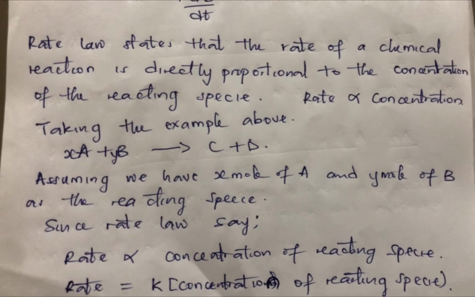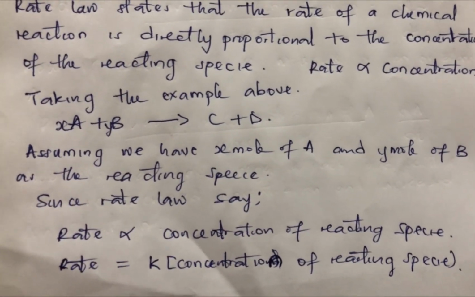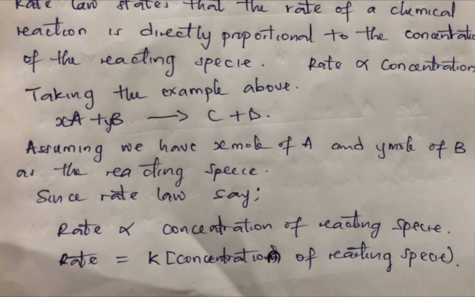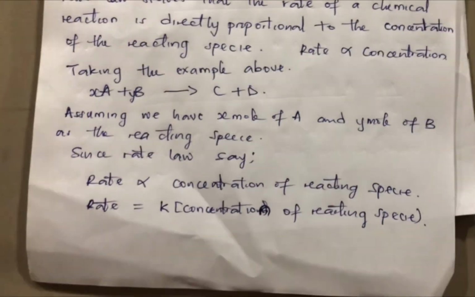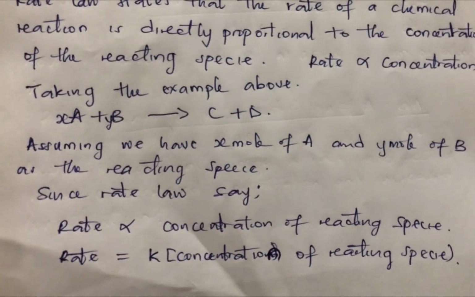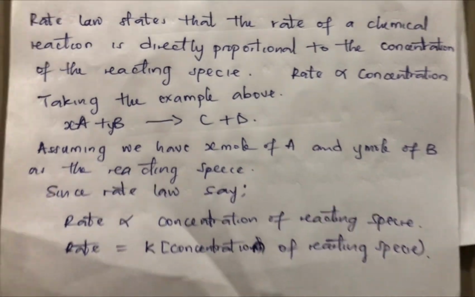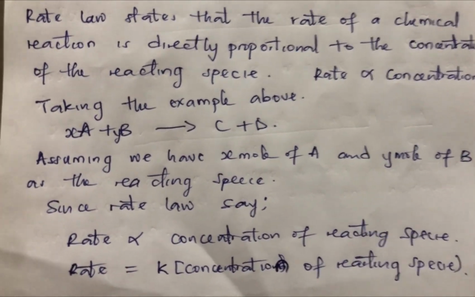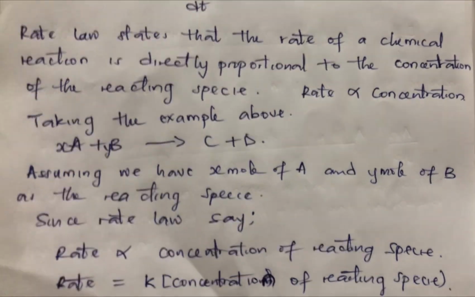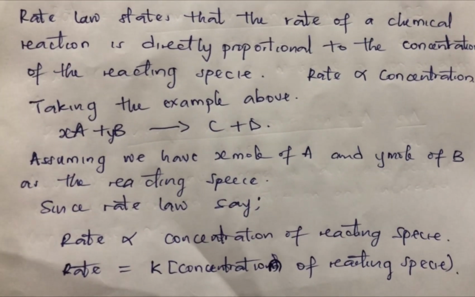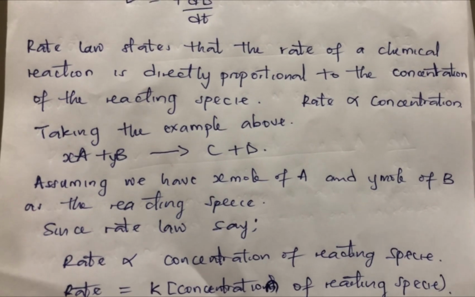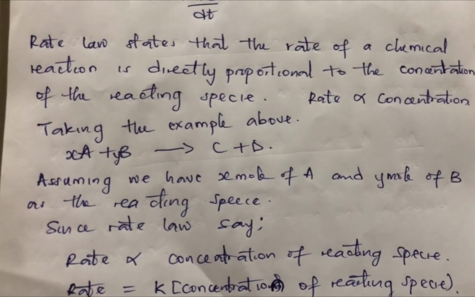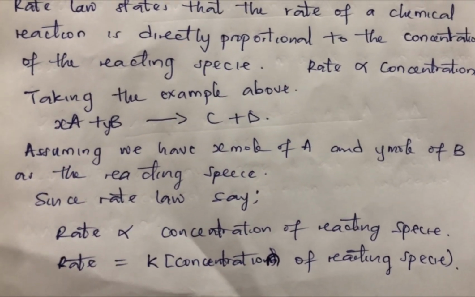Although rate, when you want to remove the proportionality sign, you now introduce a constant K. So rate is equal to K open bracket concentration of reacting species raised to the power of the mole of that concentration. I forgot to add that part, so make sure you put it. So it's basically rate equals K open bracket concentration of the reacting species raised to the power of the number of moles of the reacting species, which you see in the next page.